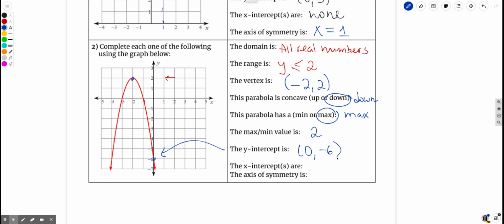Our x-intercepts are the 2 points where we cross the x-axis, so negative 3, 0, and negative 1, 0. So they are right here, these 2 points where our parabola crosses the x-axis. The axis of symmetry, again, is a vertical line that passes through the middle of our parabola. It will always pass through the vertex. So in this case, it is going to have the equation of x equals negative 2.